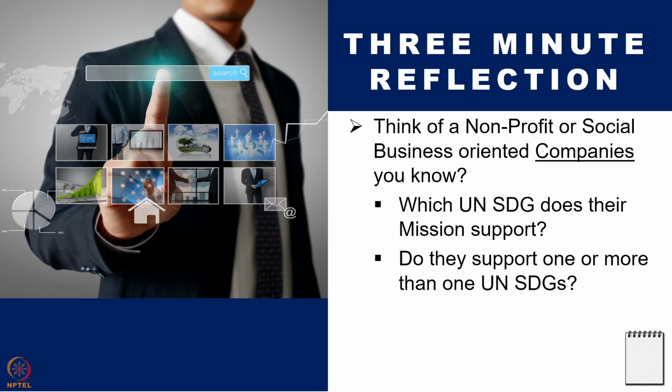Now reflect again for 3 minutes. Think of a non-profit, an NGO, or a social business, and think about which of the United Nations SDGs they are fulfilling, and are they supporting one United Nations SDG, such as no poverty, or two, such as no poverty and zero hunger, or three, which is provide jobs and therefore reduce hunger and poverty. Reflect for 3 minutes and take the notes in your course journal.